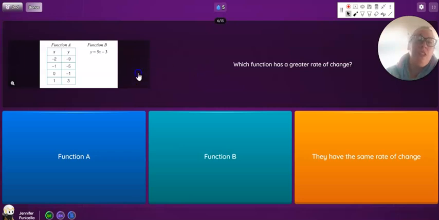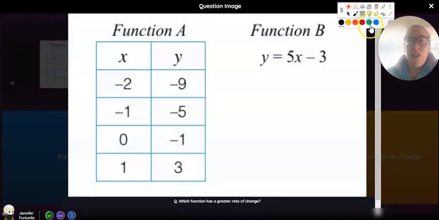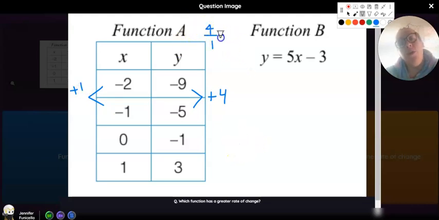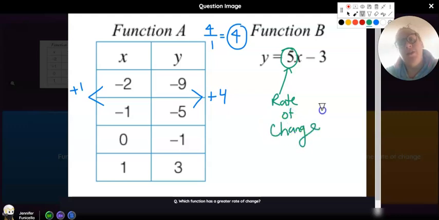Question 6 says which function has a greater rate of change? So now we're looking at the slope, we're looking at that rise over run, change in y over change in x. We're going from -9 to -5, which is an increase of 4, and -2 to -1 is an increase of 1. So function A has a rate of change of 4 over 1, which we can simplify to just 4. And function B's rate of change is that 5. That is the multiplier right in front of x. That's where we find our slope or rate of change. Beautiful. So function B has a greater rate of change.